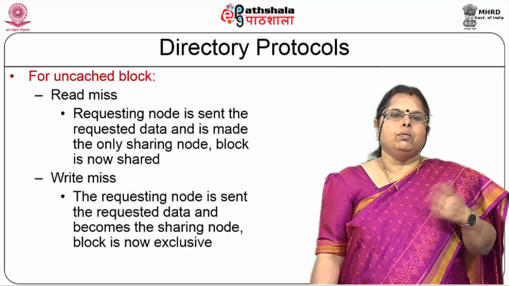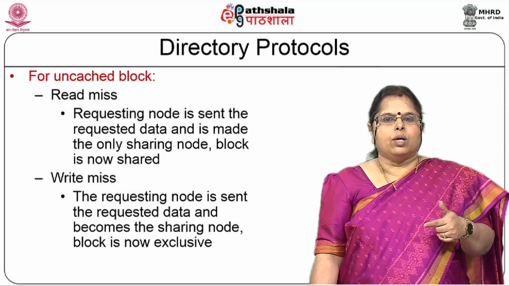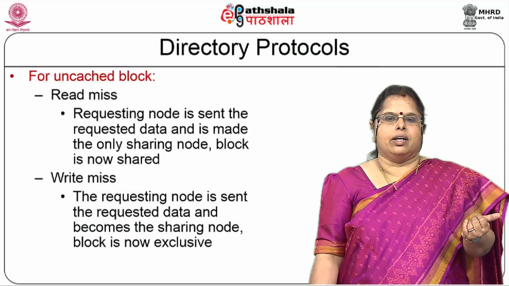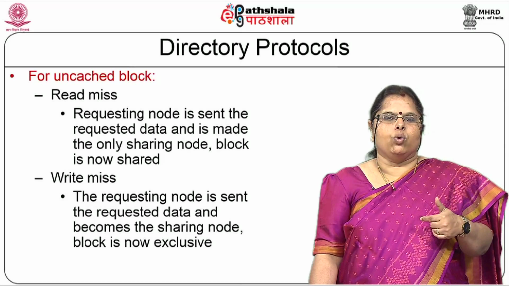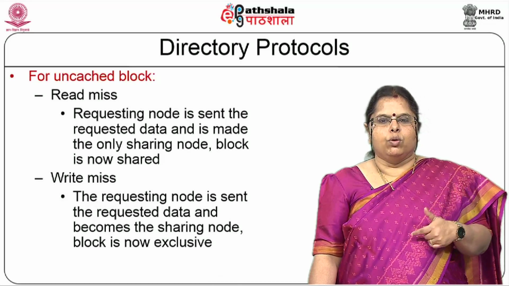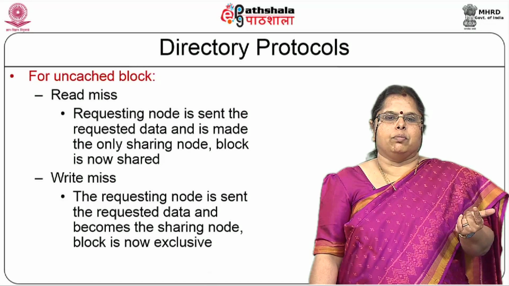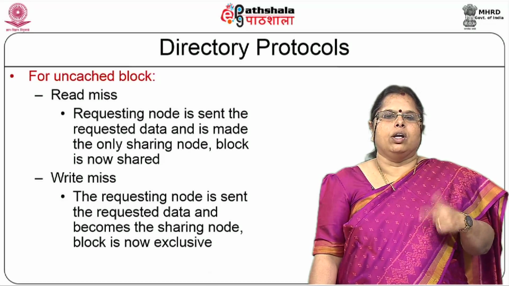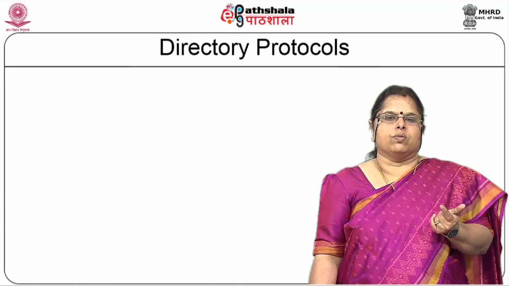And if it is a write miss on an uncached block, the requesting node is sent the requested data and it becomes the sharing node. The block is now exclusive, because that is the first node that is reading this information and it is doing a write operation on it. So, it now becomes exclusive.